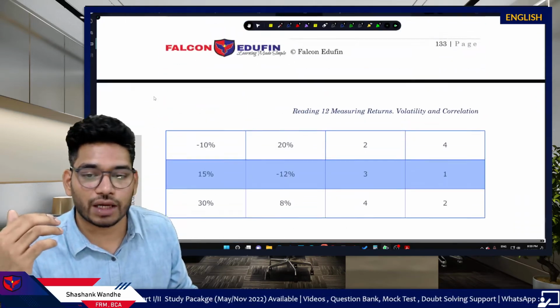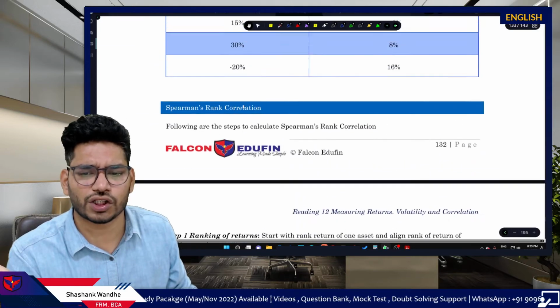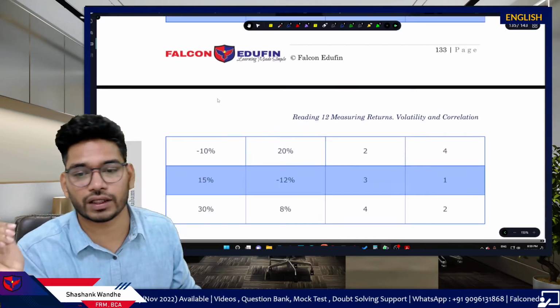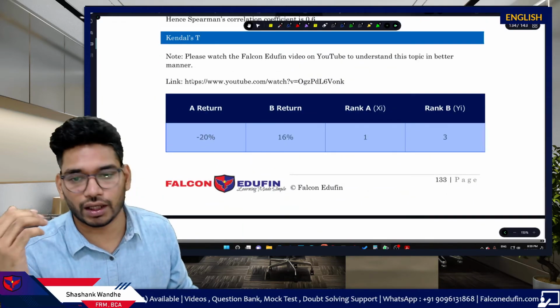Okay, now what type of question can be asked? So first, for the Spearman's correlation coefficient, a direct question. Okay, there is no variation possible. So straight, the information is provided, and you have to calculate that particular correlation, Spearman's correlation.